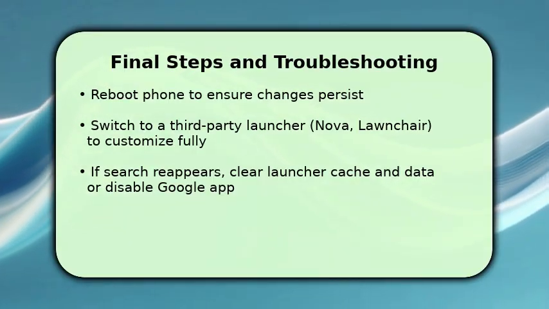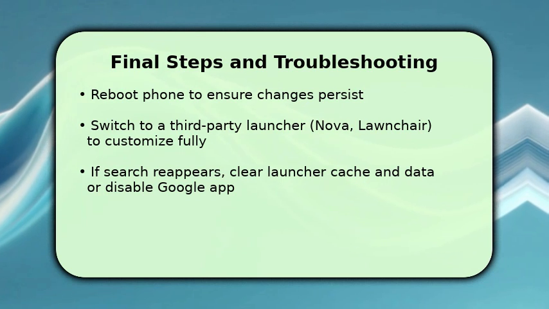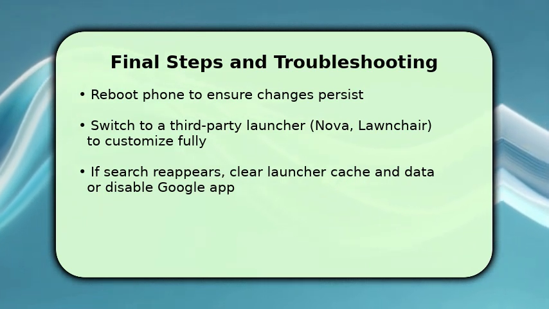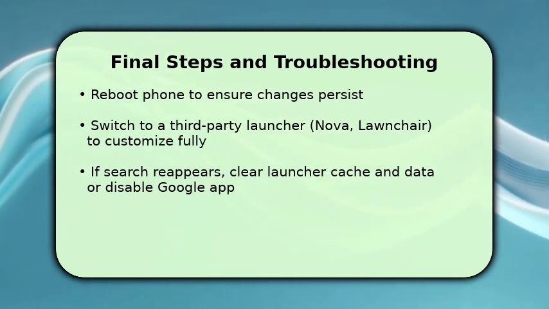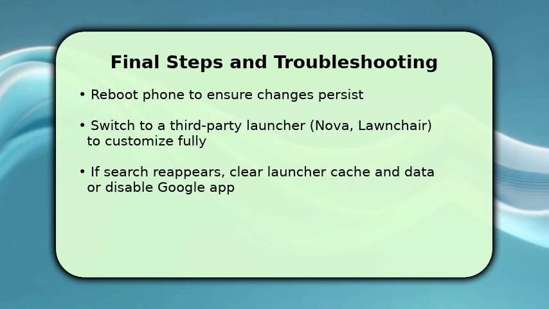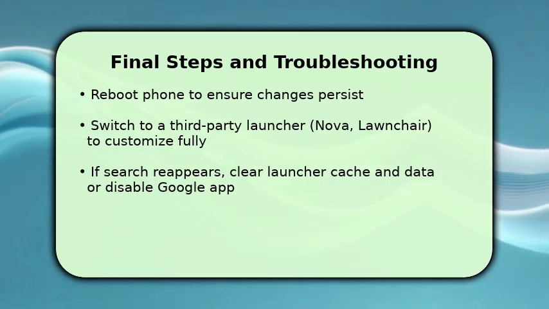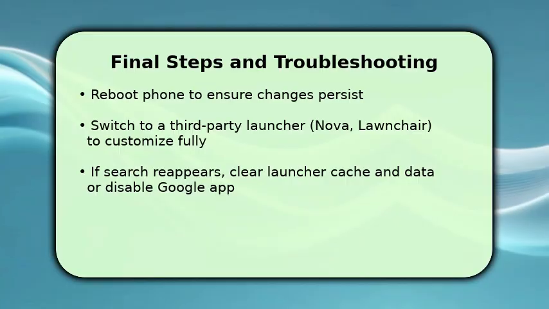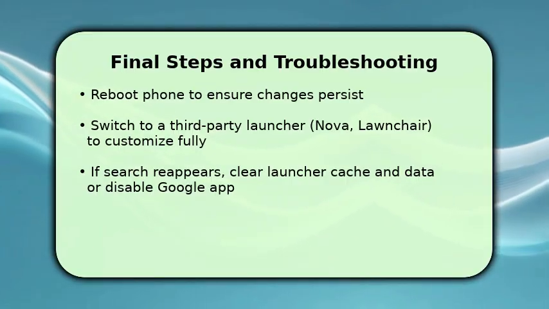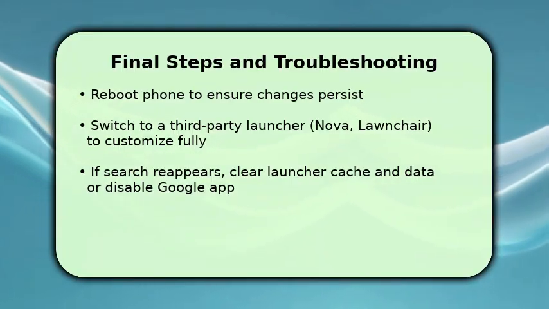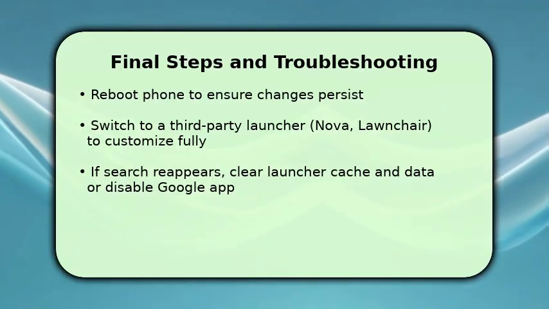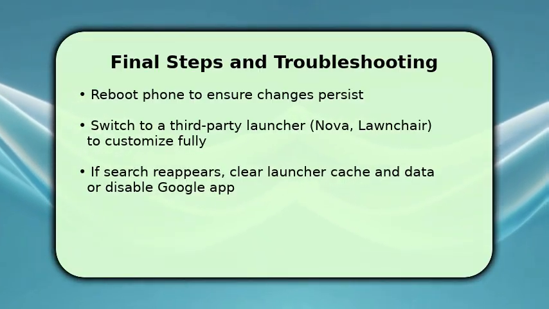duplicates. If you want full control, install a third-party launcher like Nova or Launchair and set it as default. That prevents Moto's launcher from re-adding the bar. If the search bar reappears, clear the launcher's cache and data, and as a last resort, disable the Google app temporarily. This fixes persistence issues caused by system updates or launcher overrides.